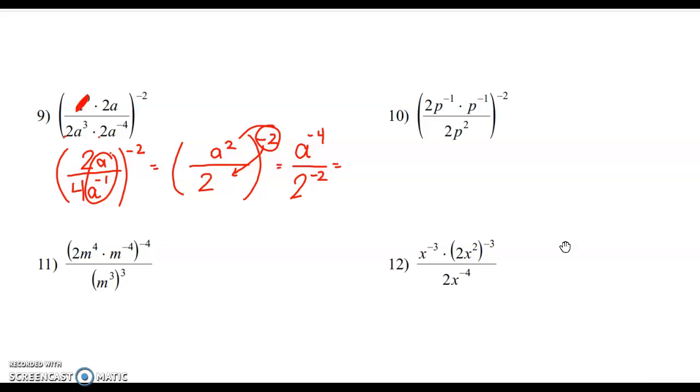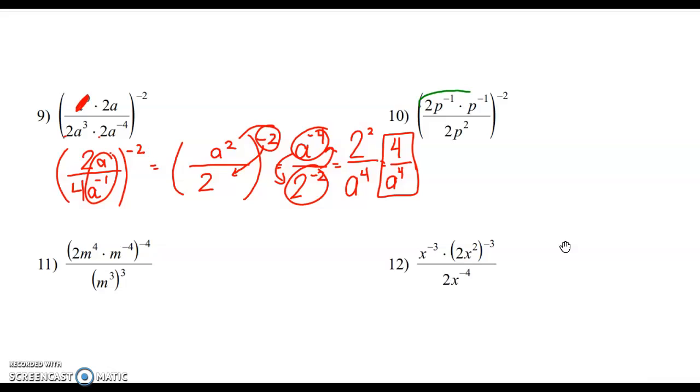So now they're both negative. I'm going to have to move the a's to the bottom, the 2's to the top. So I have 2 squared on top, a to the 4th on bottom. And then the last thing, 2 squared would be 4 over a to the 4th. And that's just one way to go through that problem. As long as you follow the properties, there are different ways you could go through.